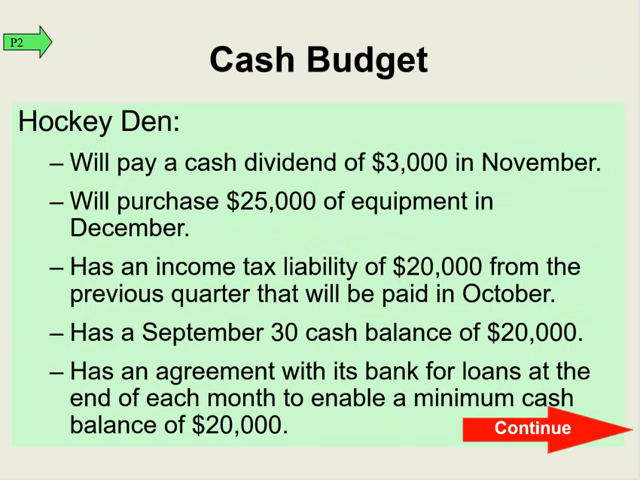Okay, so let's take a look at what else we need to know in order to prepare our cash budget. They're going to pay a cash dividend of $3,000 in November. They're going to purchase $25,000 of equipment in December. They have an income tax liability of $20,000, which they plan to pay in October. Their beginning cash balance is $20,000, and they have an agreement with their bank for loans at the end of each month to allow them to maintain at least a $20,000 balance in their bank account.